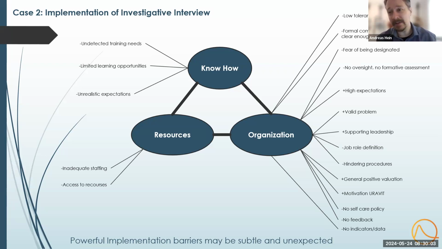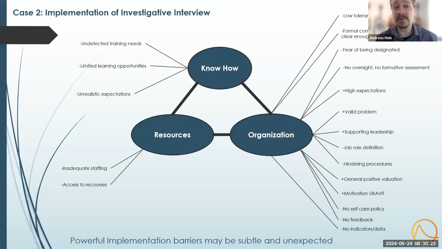Well, they thought a little bit better about it when they saw a little bit more about this data and who should actually be able to work on this. And then I would say the takeaway of this case I told you is that implementation barriers may be very, very subtle, but they can be very powerful anyway.